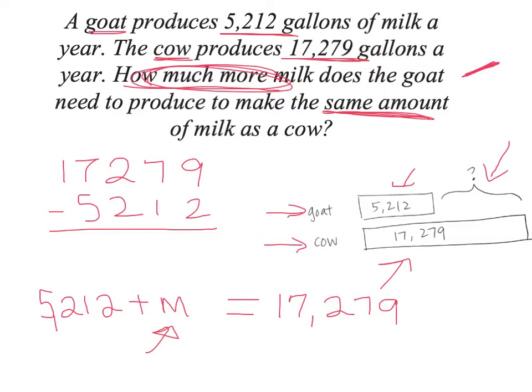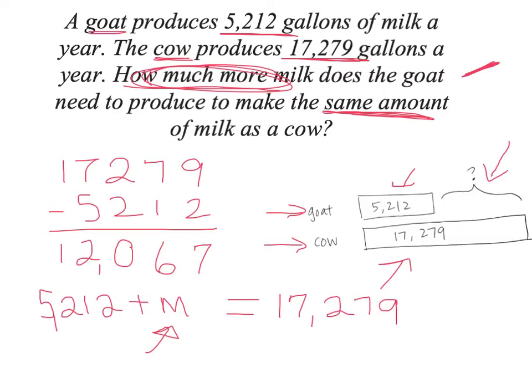So let's go ahead and subtract these. 9 minus 2, can I? Yes, the answer is 7. 7 minus 1, can I? Yes, the answer is 6. 2 minus 2, can I? Yes, the answer is 0. 7 minus 5, can I? Yes, the answer is 2. 1 minus nothing, can I? Yes, the answer is 1. So the answer is 12,067.